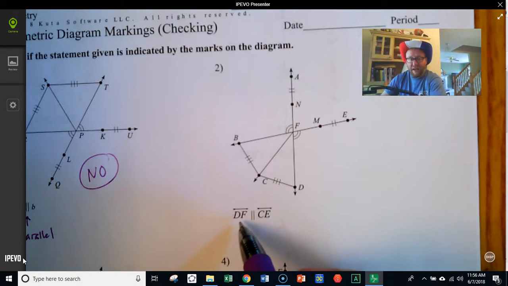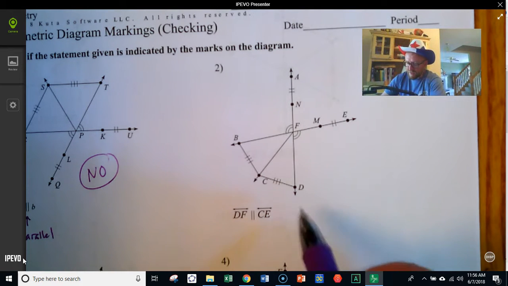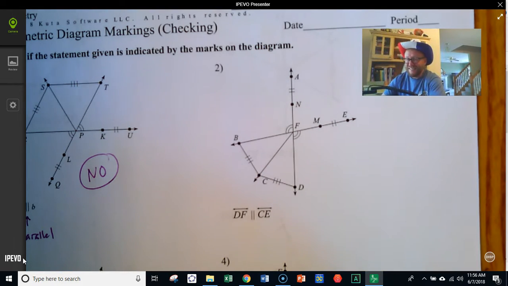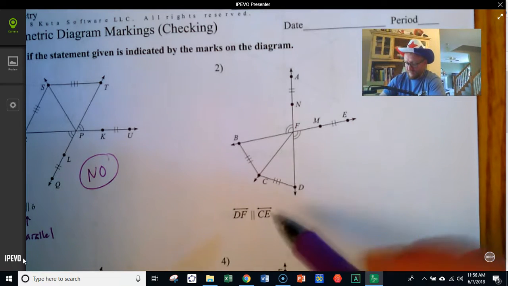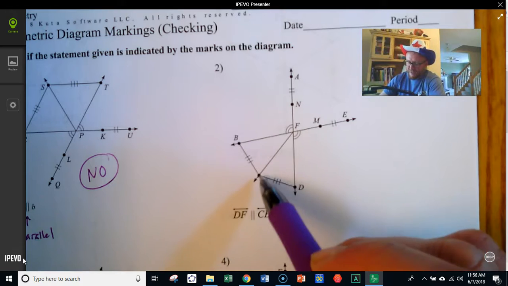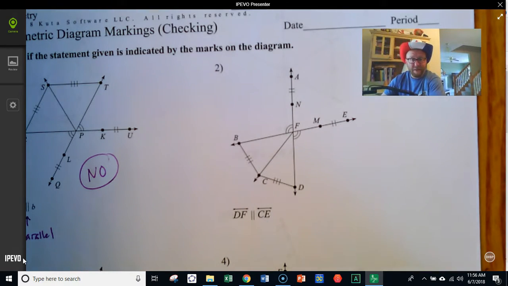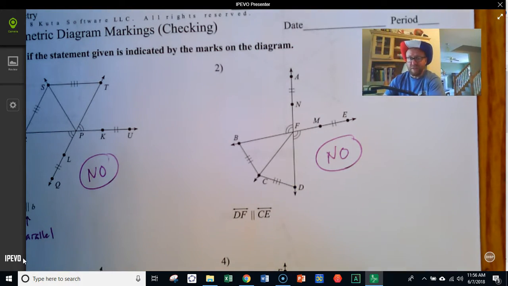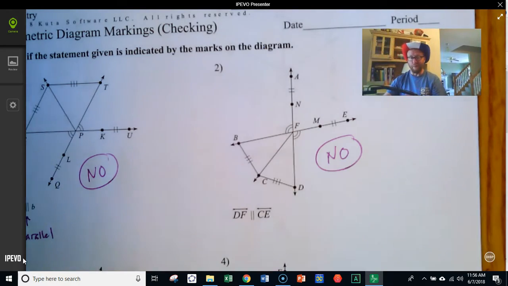Let's take a look at the next one, though. Here we've got that line DF is parallel to line CE. So let's find CE. Well, there's CE. Yeah. And here is DF. Line CE isn't really even marked on the diagram. I suppose you could draw a line through there. You talk about line CE existing, but it's not in the diagram. So obviously, no. There's nothing here to say that they're parallel. Obviously, they don't look parallel.